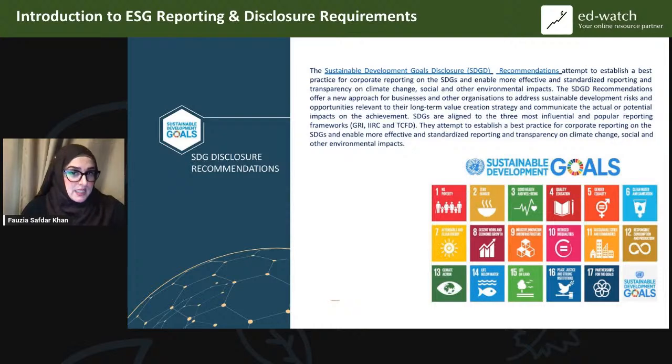And under the 17 goals, sorry, I used the wrong word, under the 17 goals they have 169 targets defined, showing how to achieve each goal. For example, for goal one, no poverty, they define the targets for how to achieve it. If they are talking about clean water, they define the targets. So these are the principles actually. And the SDGs are very much aligned with GRI, integrated reporting, and TCFD.